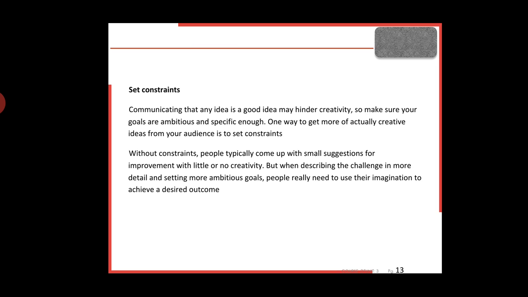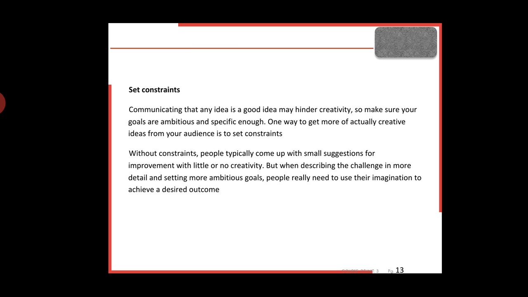terms of your organization based upon the product. First of all, when communicating that any idea is a good idea, if you think of a good idea in your mind, it may be creativity, like creative thinking, a problem solving technique also. So make sure to ensure your goals are ambitious and specific.